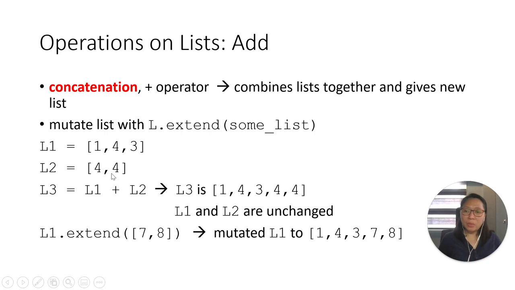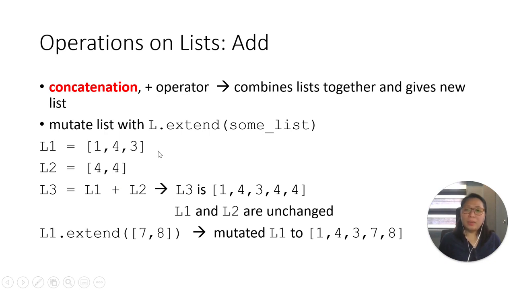L1 and L2. The concatenation or the plus operator here concatenates, or combines, puts together these two lists. So this becomes 1, 4, 3 and 4, 4. And this becomes a new list object. Here, this new list object is assigned to the variable name L3. Take note that L1 and L2 remain the same. They are unchanged if we use the concatenation operation.